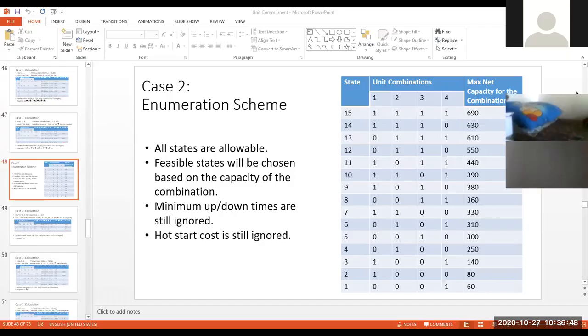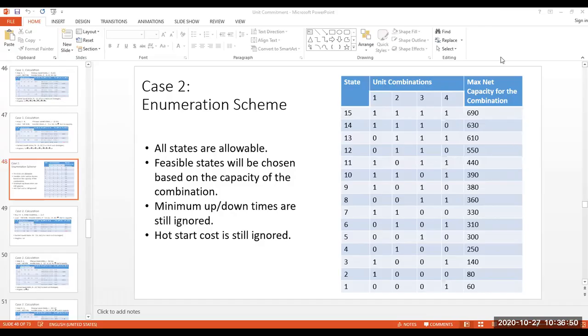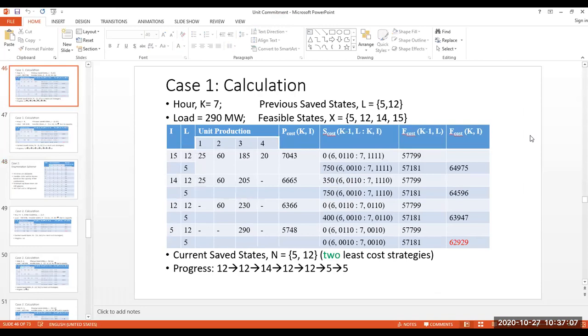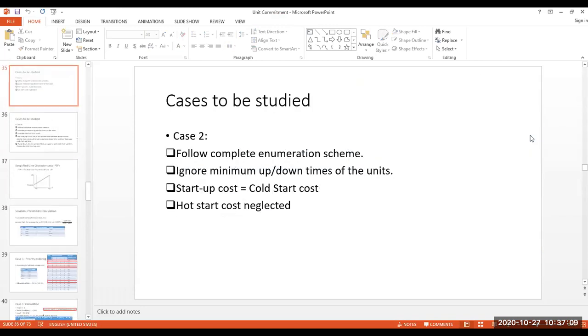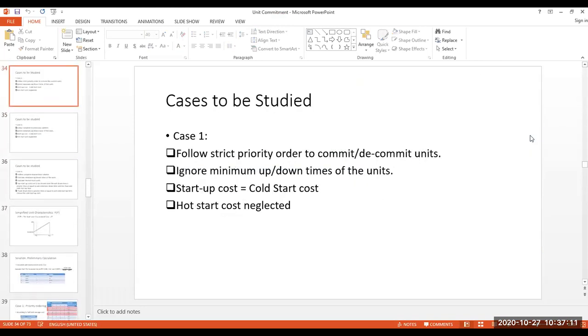Okay. So in the last class, we were continuing our discussion on the problem of unit commitment, and we finished case 1 as well as case 2. If you remember, we talked about 3 different cases. So these are the cases.